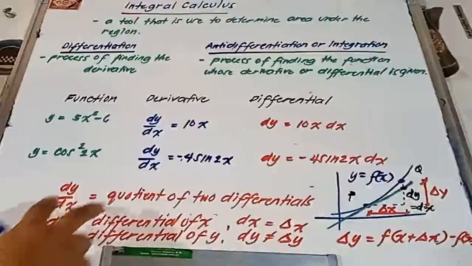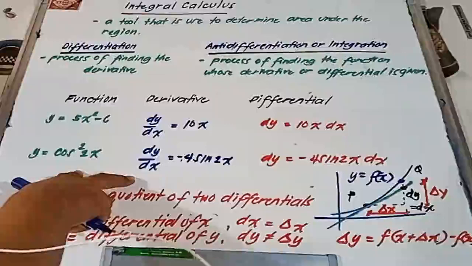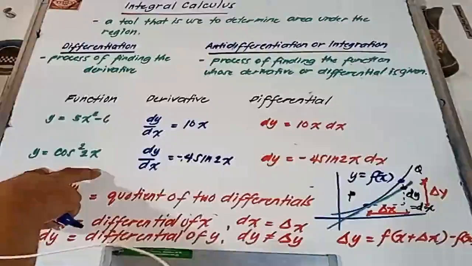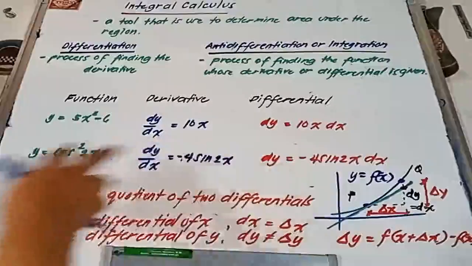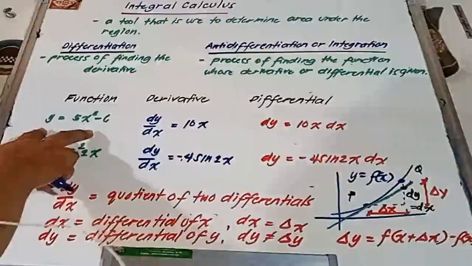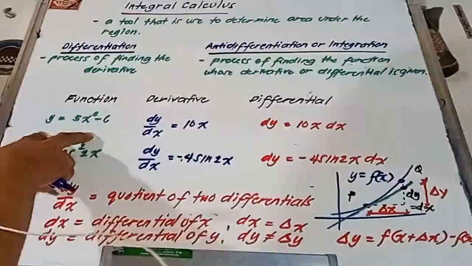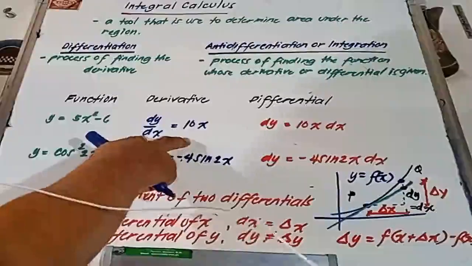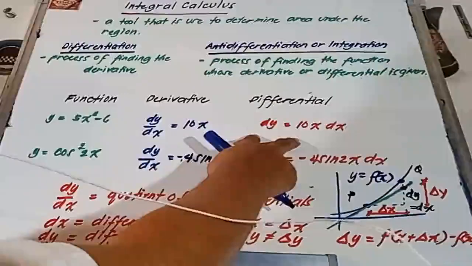Now, I have here yung ating function, derivative, and differential para maintindihan natin pagkakaiba ng tatlo. Now, we have here a function y equals 5x squared minus 6. Its derivative is 10x, but the differential is 10x dx.